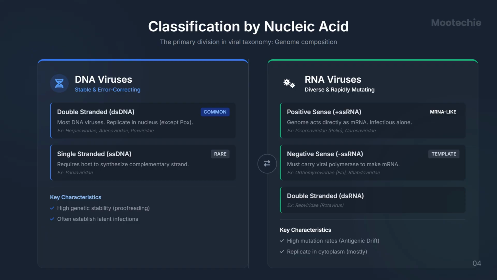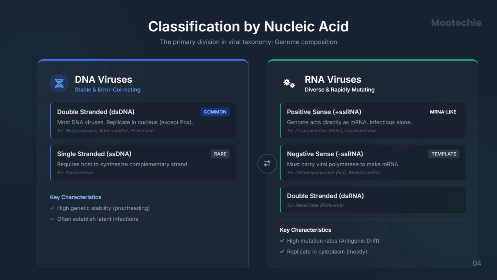Classification by nucleic acid. This is the primary division in viral taxonomy, the very composition of its genome. Let's start with DNA viruses. These are generally stable and have error-correcting mechanisms. A major group is double-stranded DNA or dsDNA. This includes most DNA viruses. They typically replicate in the host cell's nucleus except for pox viruses. Examples include herpesviridae, adenoviridae, and poxviridae.